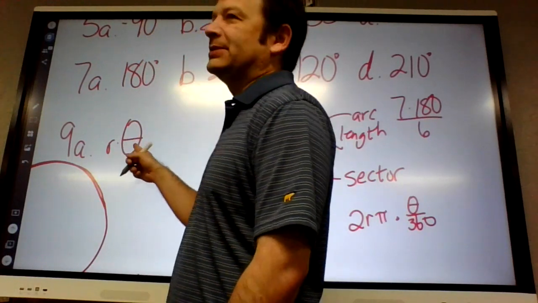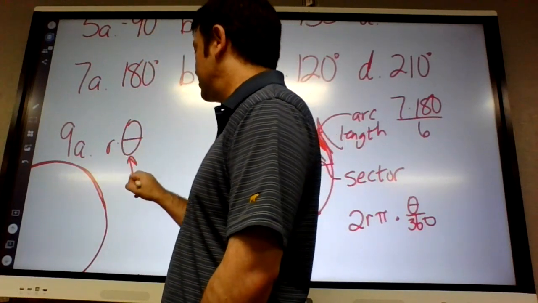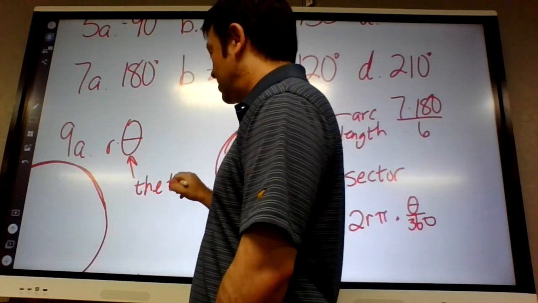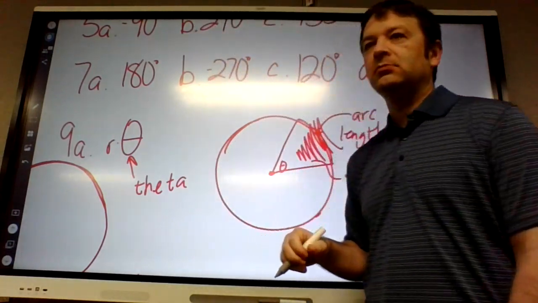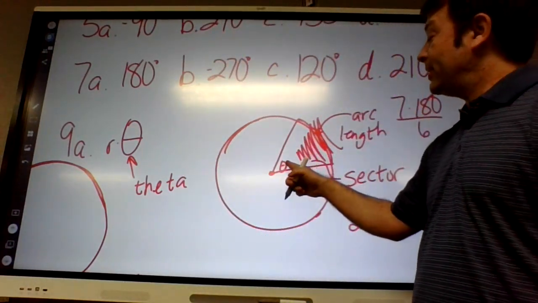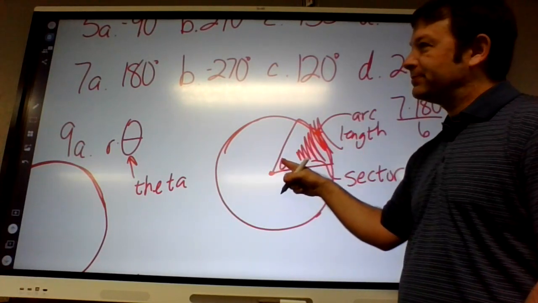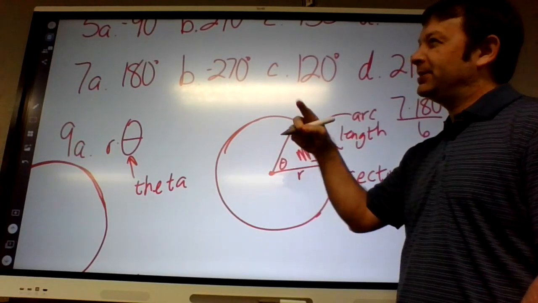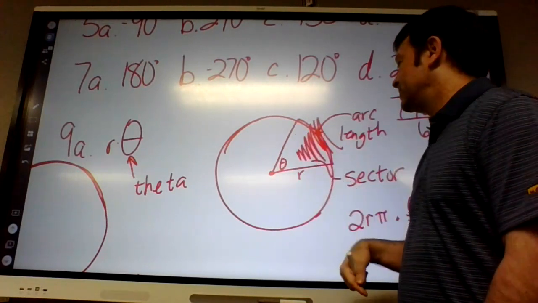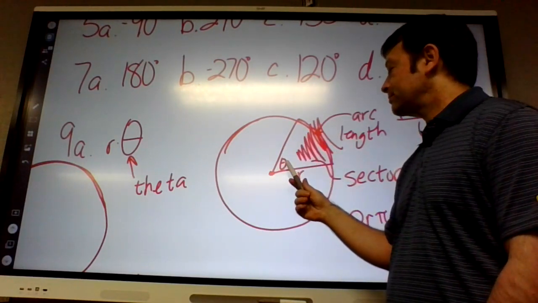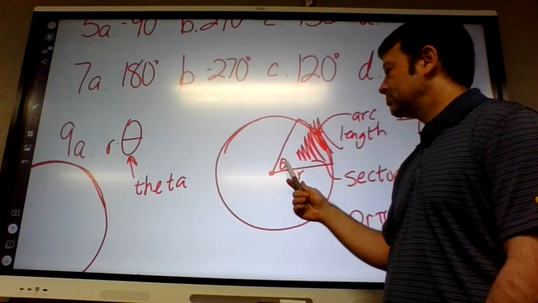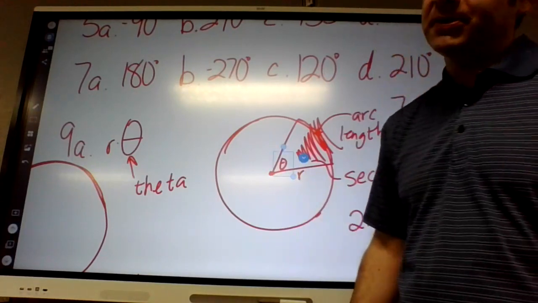You guys remember theta? Everybody's favorite variable? It's Greek. Okay, anyway, if theta is in radians, you just do theta times the radius. Probably why they call it radians. Anyways, we just multiply this together.